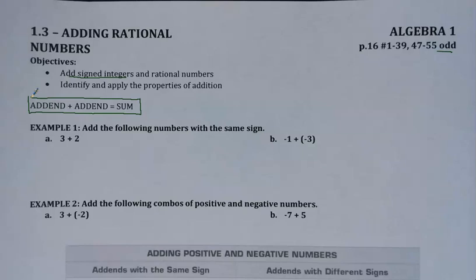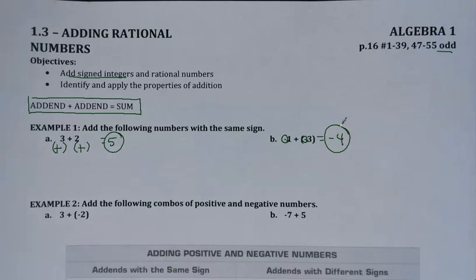Example one says add the following numbers with the same sign. This is a positive 3 and this is a positive 2. They both have the same sign, so 3 plus 2 equals 5. On B, they both have a negative sign. So because they're the same, a negative 1 plus a negative 3 equals a negative 4. Remember, I always encourage you to circle your answer so it's easy for you to find as well as easy for me to find.